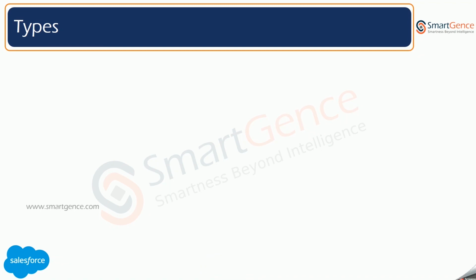So there can be four different types of calculations being done in the rollup summary field. Firstly, count. Count is pretty straightforward. For example, let's say we have two objects, account and opportunities, where account is the master object and opportunity is the child object, right? So if we create a count type of rollup summary field in account which is related to opportunity, then it would return the number of opportunities related to a particular record.